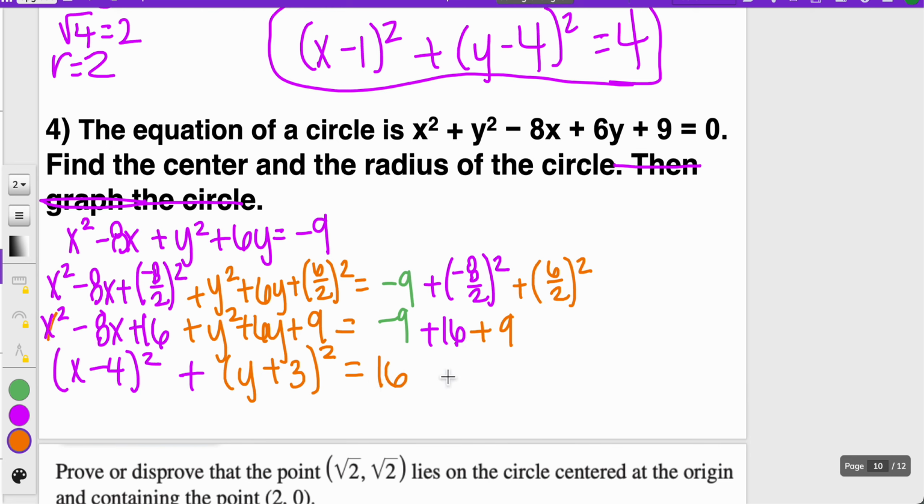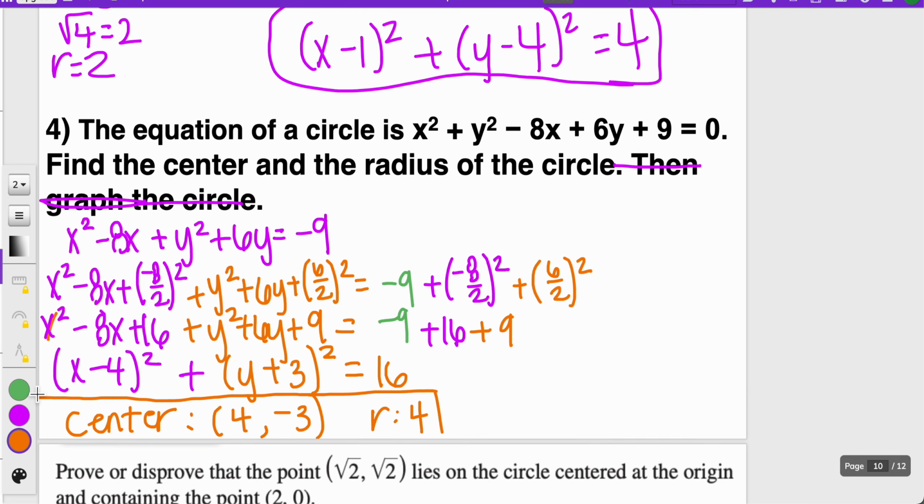Okay, so my center, this is x minus 4, so that means it's 4 for my x, or my h, and then this should represent y minus a k, so that would be a negative 3. So you're just using the opposite of the numbers you see there. And then my radius is 4, because that's the square root of 16. Look good?